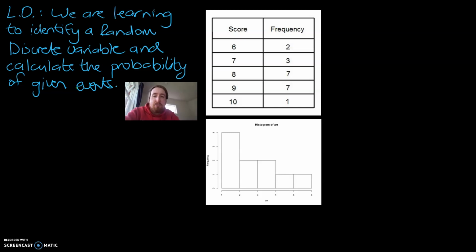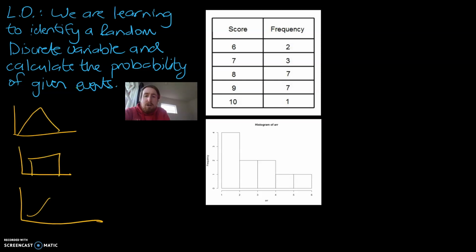Today's learning objective, wrapping up our focus on distributions, is we are learning to identify a random discrete variable, and we are learning to calculate the probability of given events using some methodologies. So what we're going to do is start off with just recapping. We learned about triangular distributions, rectangular distributions, normal distributions. We also looked at binomial distribution and percent.